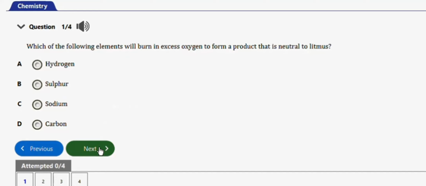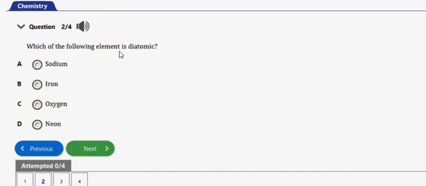Next question is this one. It says, which of the following elements is atomic? We have sodium, iron, oxygen, neon. The right answer is option C, which is oxygen.